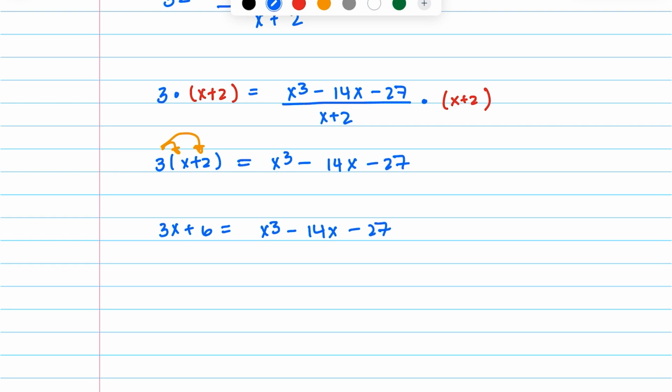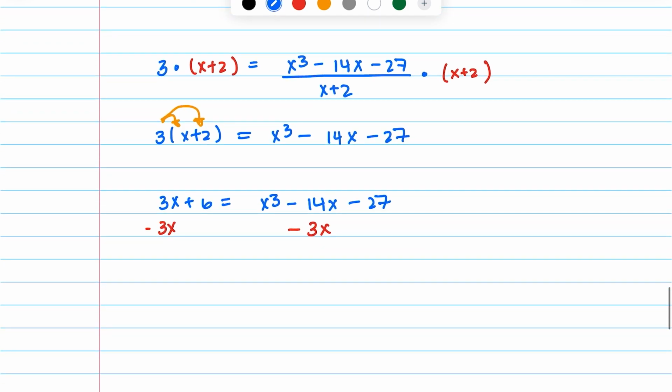Now, let's cross everything over to one side. And let's just cross over 3x to the other side by subtracting both sides by 3x. And so on the left-hand side, when you subtract 3x, those two terms will just cancel out. And on the right-hand side, by subtracting 3x, we can combine like terms and combine negative 14x minus 3x. And we'll end up with the equation 6 is equal to x to the power of 3 minus 17x minus 27.